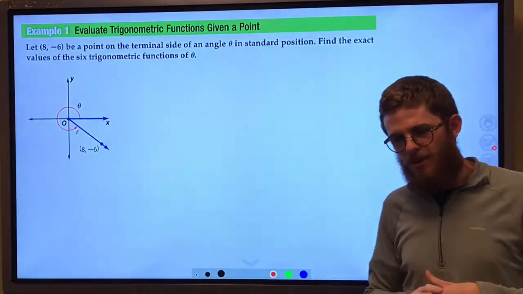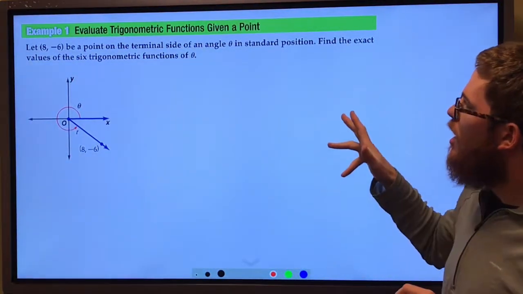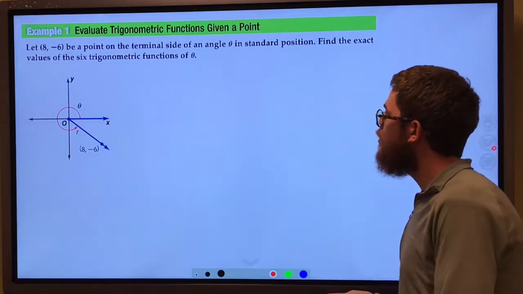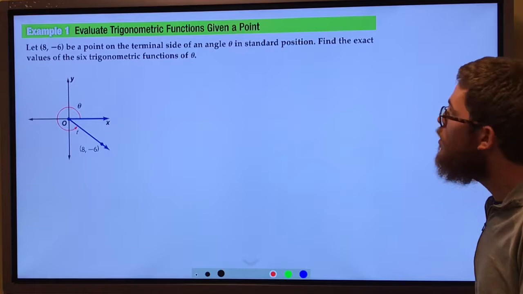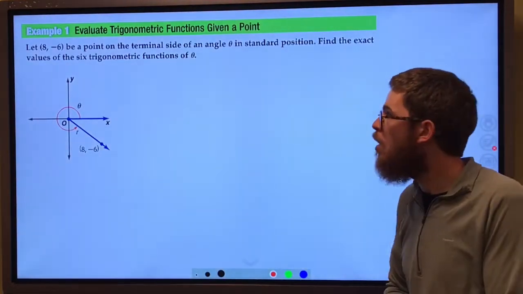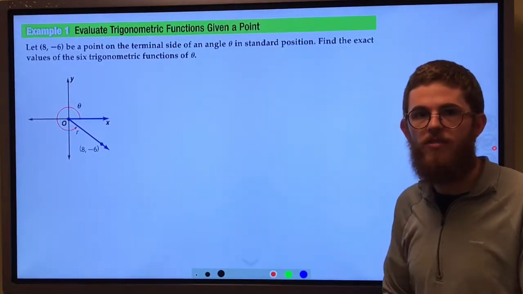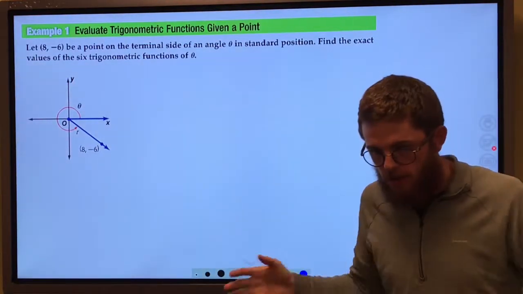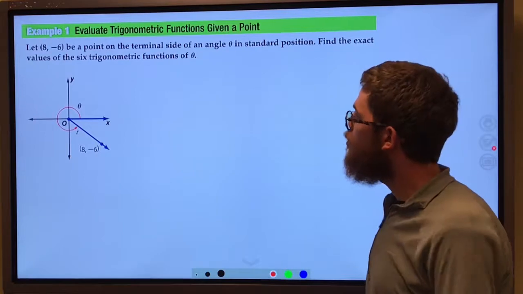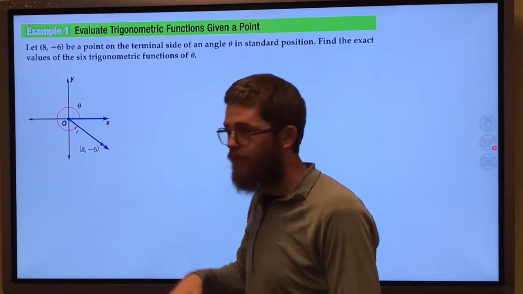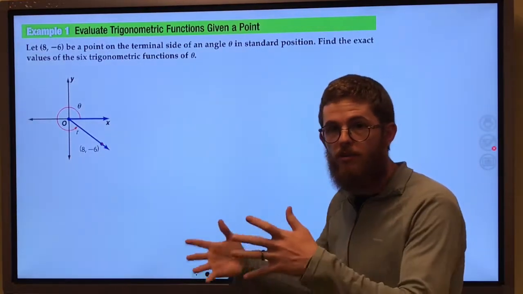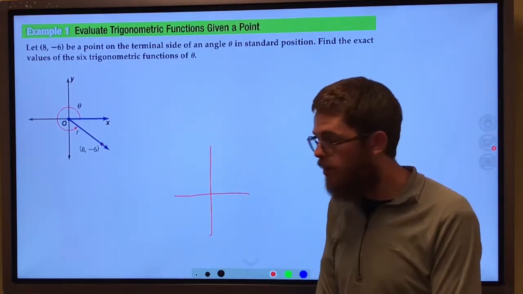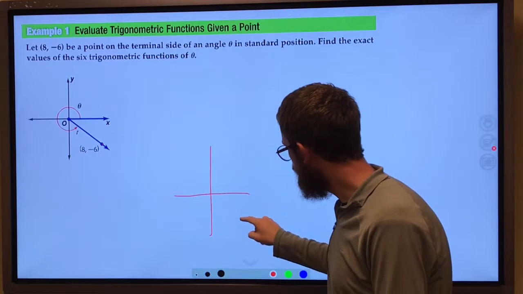All right, so the problem here is asking us, we're looking at a point on a coordinate plane, and it's on the terminal side of some angle, and we want to find the exact values of all trig functions of this angle. Well, it's a lot easier than it looks. It sounds pretty confusing. If we plot that point, and if you weren't given the picture, you can still plot the point, draw yourself a quick little coordinate plane. 8, -6 would be somewhere around here.